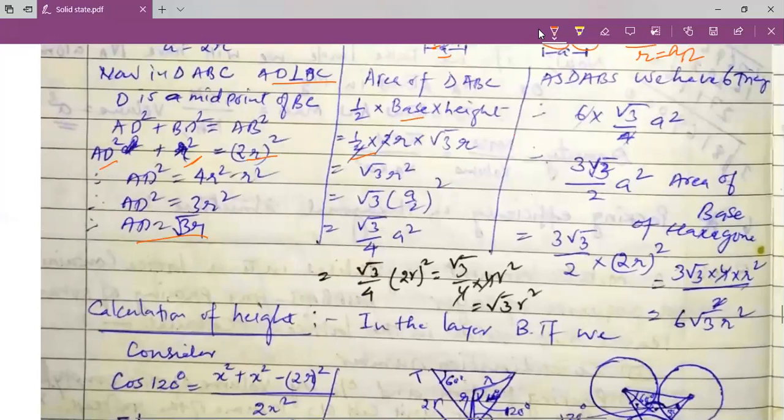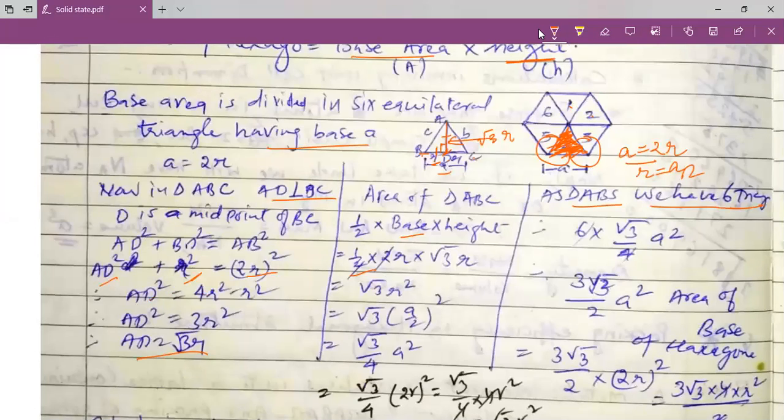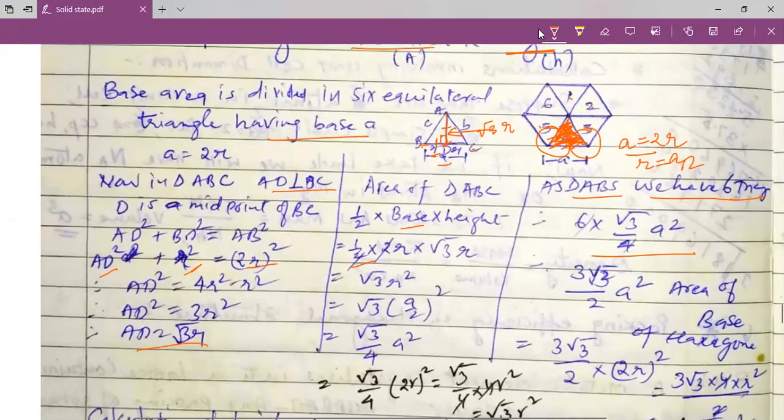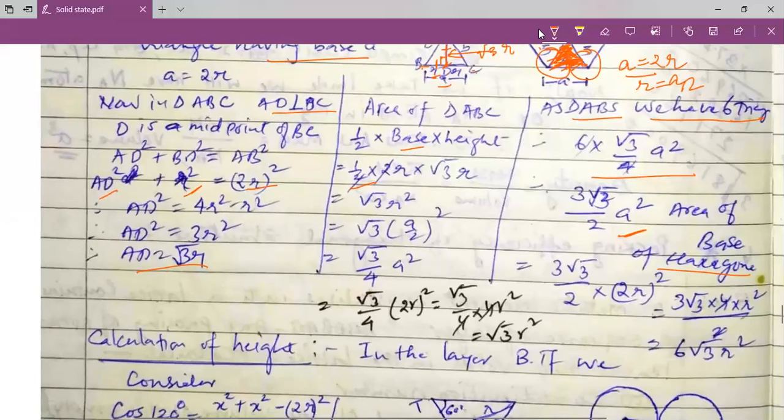Now we want to calculate something else. As the triangle ABC, we have the same kind of 6 triangles, you can see that 1, 2, 3, 4, 5, 6. So we have such 6 triangles. So we just need to multiply this area, that is root 3 by 4 A square, with 6. So when we solve this, my dear students, 2 3s are 6 and 2 2s are 4, so 3 into root 3 by 2 A square, that is the area of the base of the hexagon. So we have found the area of the base of the hexagon.